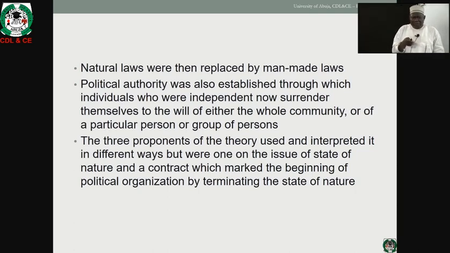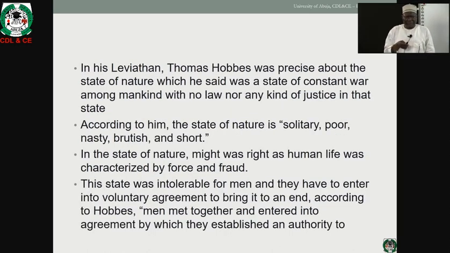The three proponents of the theory, like I said, Hobbes, Locke, and Rousseau, all have their different perspectives about the state of nature, but they were one. They were all unanimous that the state of nature and the contract marked the beginning of political organization by terminating the state of nature. The first of the theories that we are going to consider is by Thomas Hobbes in his Leviathan.